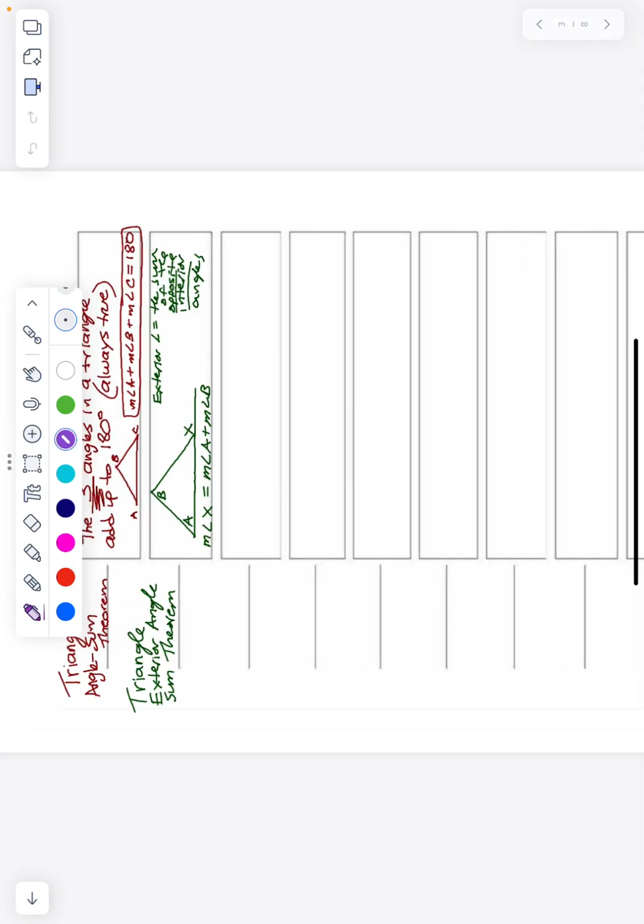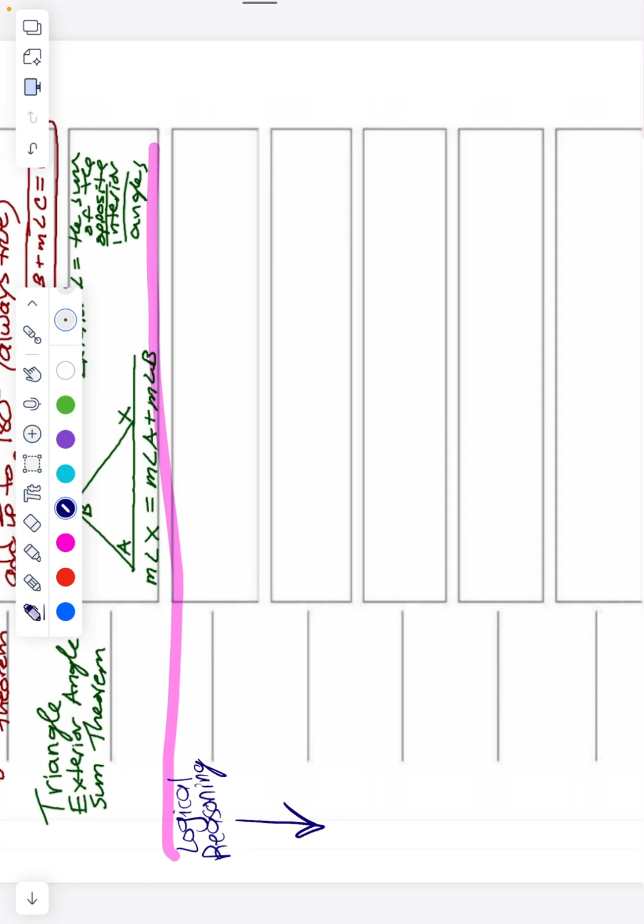in your notes. As a group of concepts, this is called logical reasoning. And it's definitely not a specifically math concept. Like I said, we use this just to function in life. So the first one is inductive reasoning.